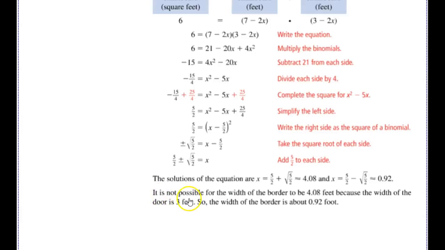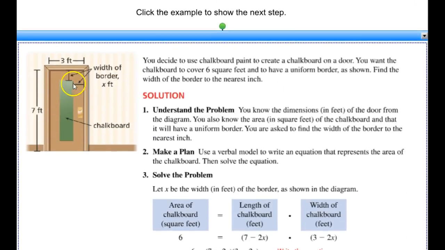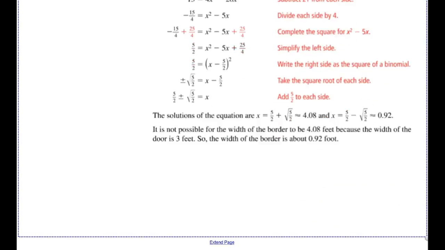Then I have to look back and make sense of this. It's not possible for the width of my border to be 4.08 feet. Because let's look back up here. I know that x is the width of my border. This little piece cannot be 4 feet because the entire door is less than 4 feet. So that solution doesn't make sense. So the width of my border is going to be 0.92 feet.